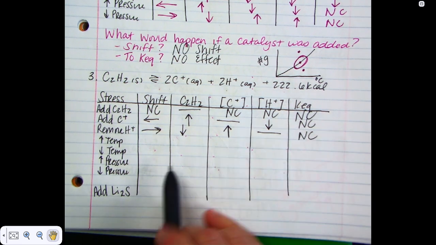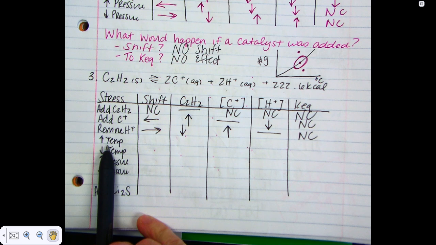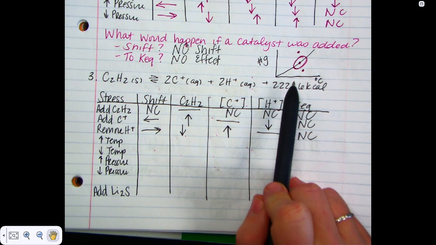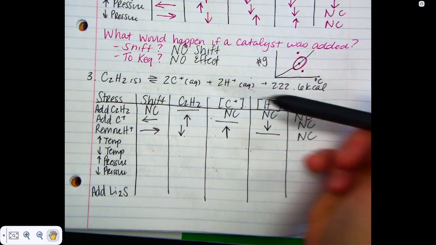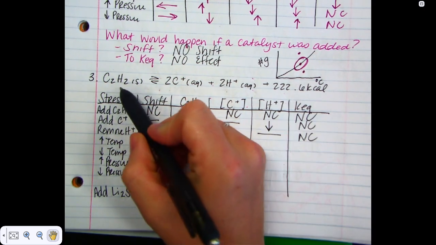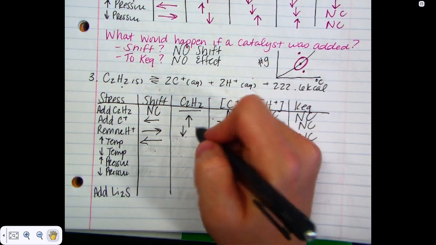All right. Increasing the temperature. Well, temperature is over here on my product side. So if I increase the temperature, it's going to send me back that way. So I shift to the left. What happens to this? It starts to precipitate out of the solution.